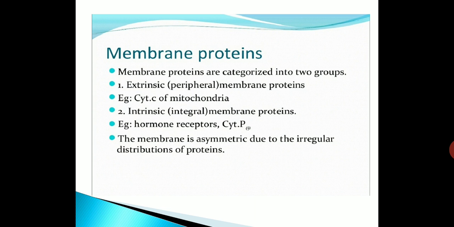Membrane proteins. Membrane proteins are categorized into two groups. First is extrinsic, that is peripheral membrane proteins. Examples are cytochrome C of mitochondria. Second is intrinsic, that is integral membrane proteins. Examples are hormone receptors and cytochrome P450. The membrane is asymmetric due to the irregular distribution of proteins.